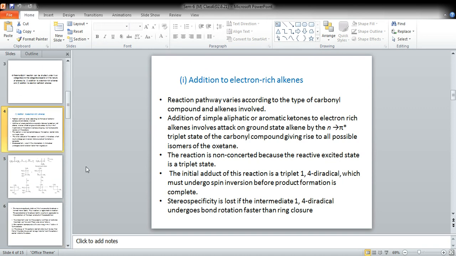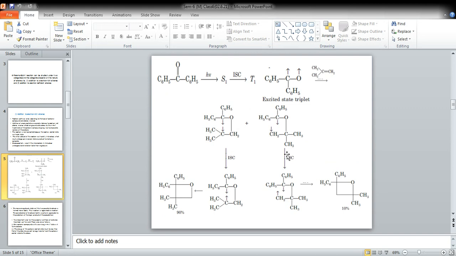So now let us explain this particular addition to electron-rich alkenes by citing the example shown in the slide. So here the benzophenone is reacting with this particular isobutene, and we get two products. One is a 90% oxetane, another is a 10% oxetane. That means one is the major product, another is the minor product.